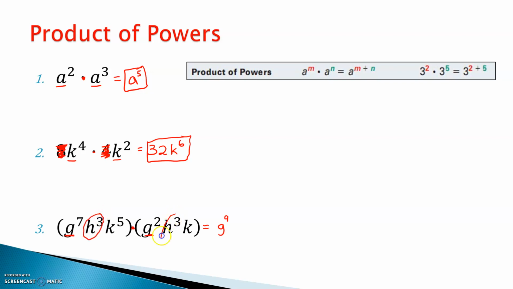H to the 3rd and H to the 3rd. Same bases, H's, H's. H to the 3rd times H to the 3rd. I add those, it's going to give me H to the 6th power.